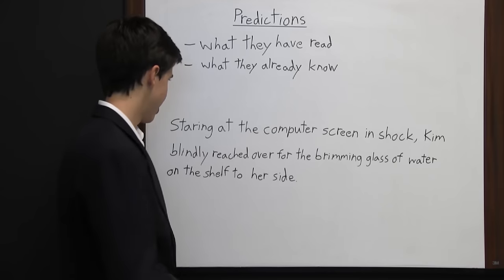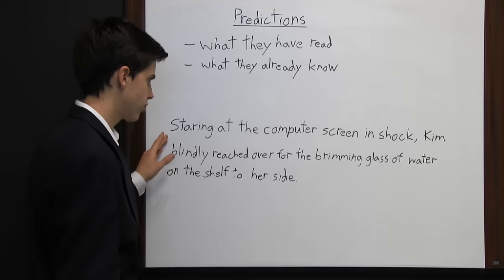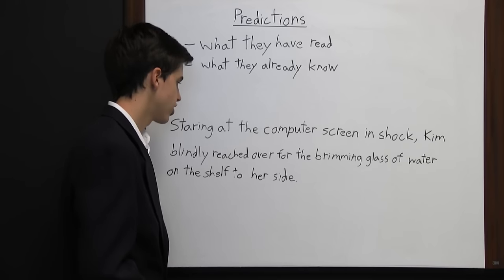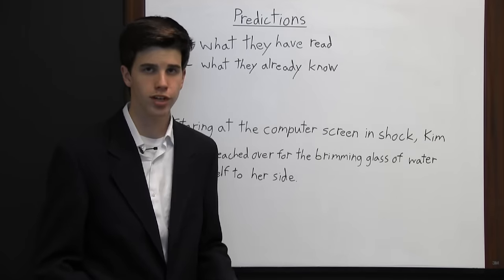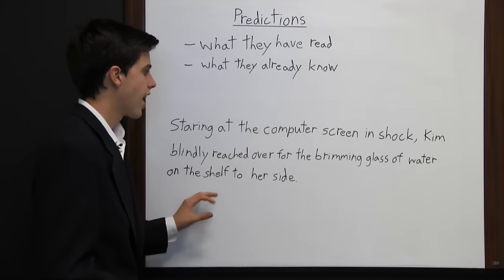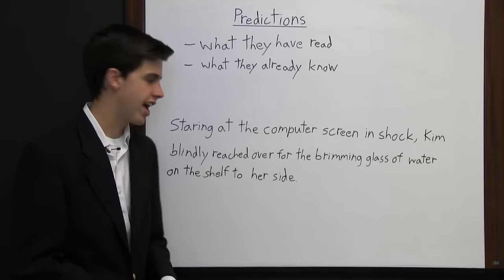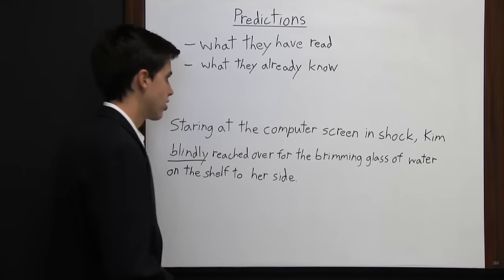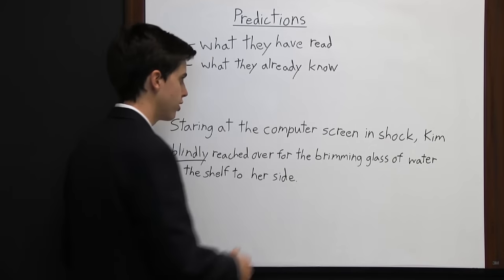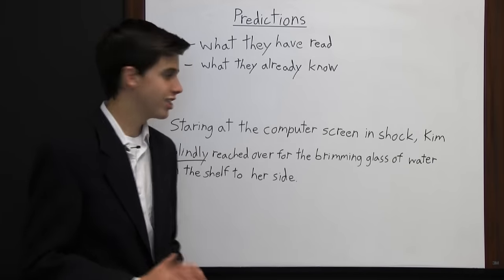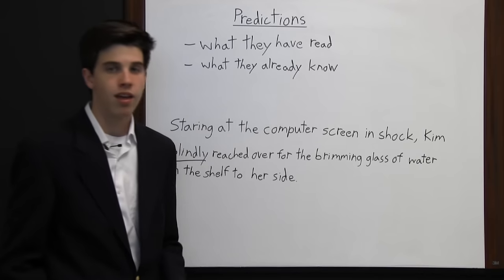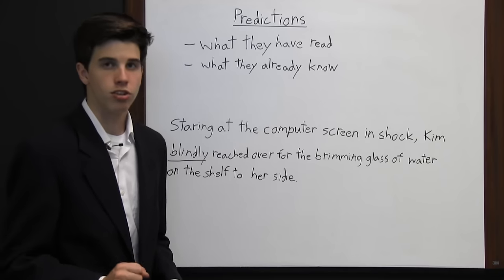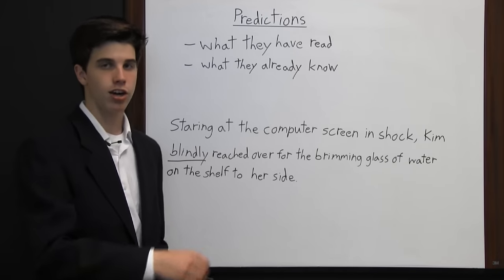So consider this sentence. Staring at the computer screen in shock, Kim blindly reached over for the brimming glass of water on the shelf to her side. So the reader is naturally going to read this and have an idea of what is going to happen next. And the reader will probably notice the word blindly. So Kim is so caught up in what's happening on the computer, she goes for a drink of water, but since she's caught up on what's going on the computer, she reaches over without really looking at the glass of water to grab it. So the reader is going to assume that she's going to knock over the glass of water.